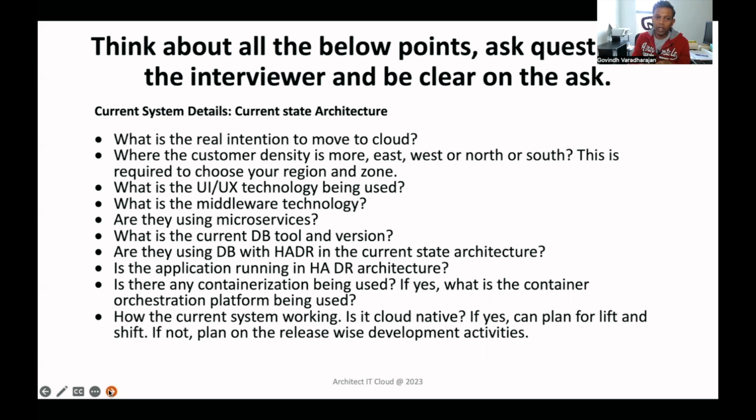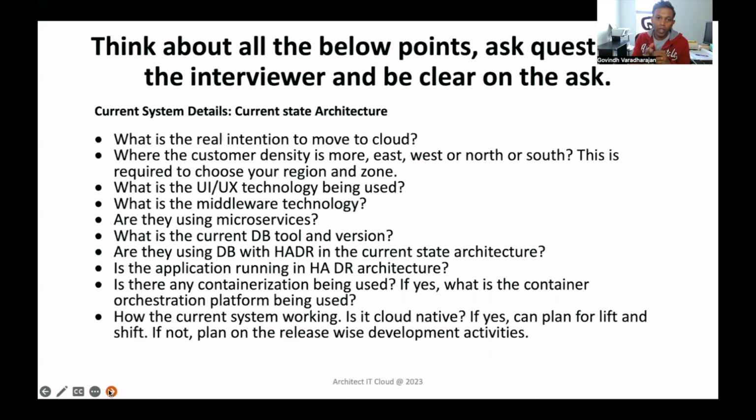And as we discussed, you must know where the customer density is more, east, west, or northeast, so that you can understand and pick the right region for implementing your project or deploying your application, so that the latency will be low, right? Suppose the high customer density is in the west region, then you must always pick the west region in the cloud service provider, so that the latency for the west region customers is low, right?